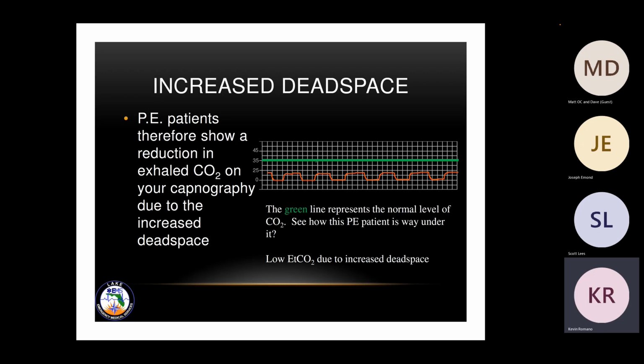The green line represents normal. You notice the end tidal is around 25. Here it is still a low end tidal due to increased dead space, and this is how a PE patient is way under normal levels.